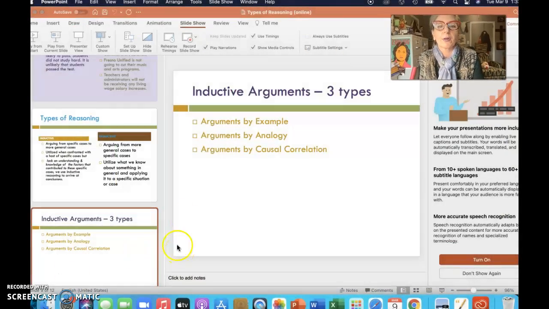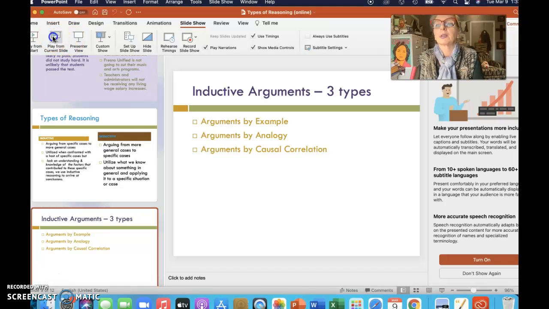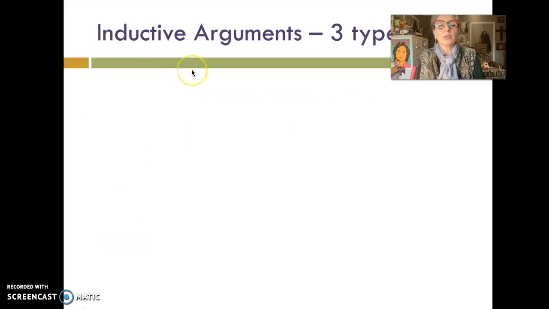All right, so here we are. So, 3 types of inductive arguments. When we use inductive reasoning, we're talking about types of inductive arguments, how we make inductive arguments, right? You learned how we make deductive arguments. Now we're going to look at how we make inductive arguments.